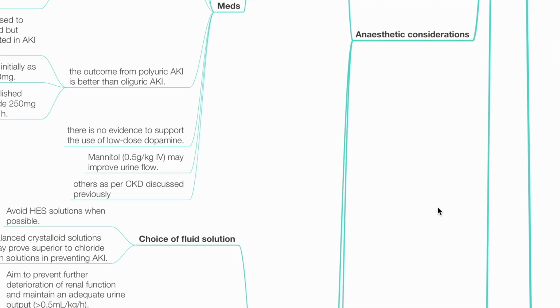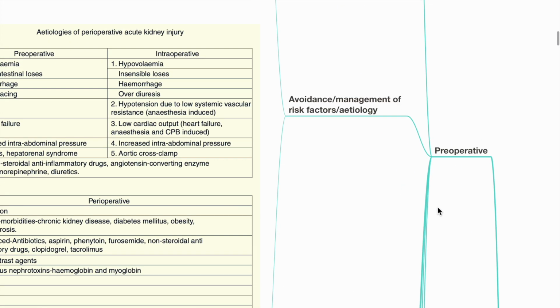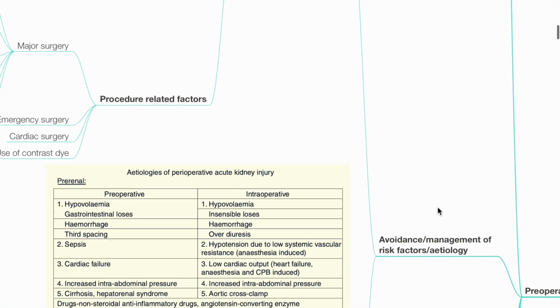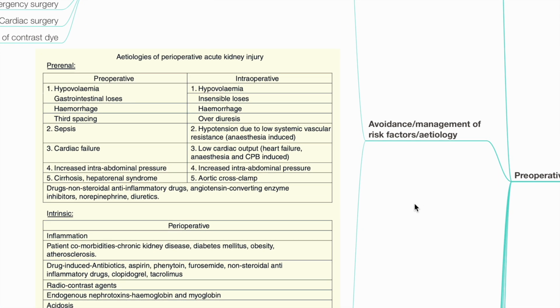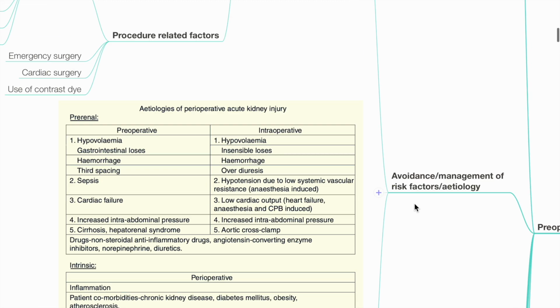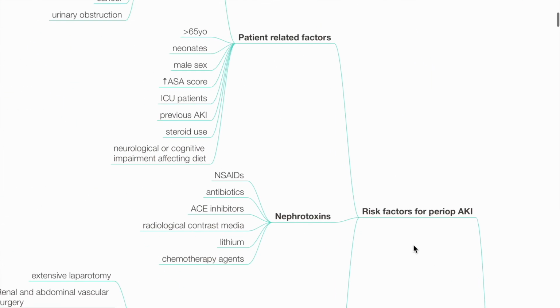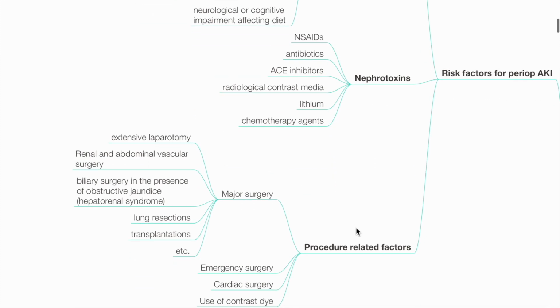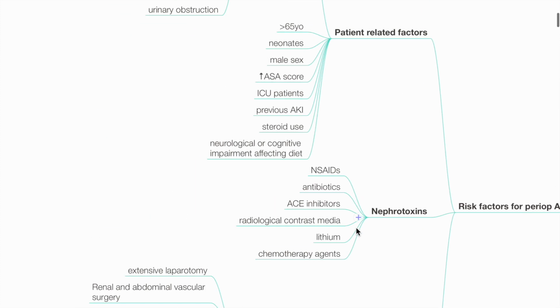Anesthetic considerations. Preoperative. Identify patients at risk. Avoid and manage risk factors and etiologies of AKI. Risk factors for perioperative AKI include patient-related factors, nephrotoxins, and procedure-related factors.